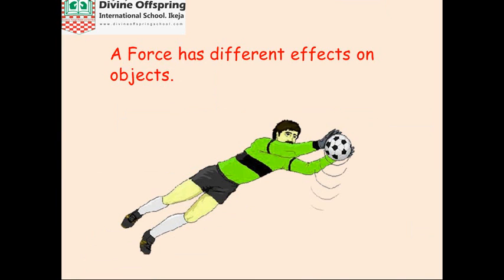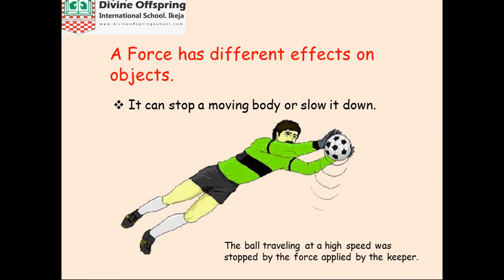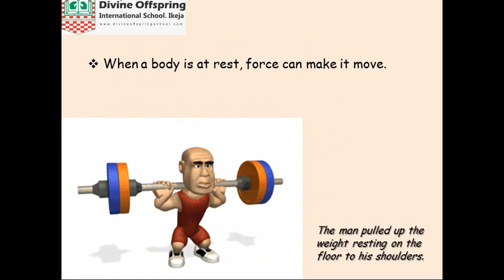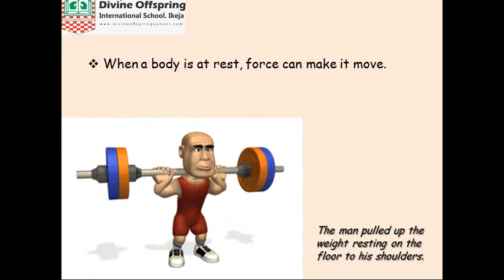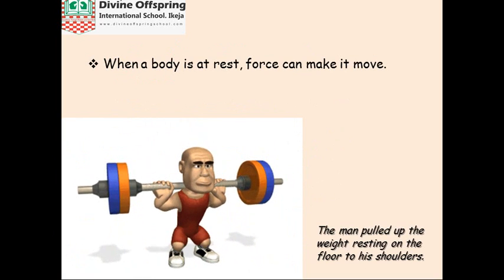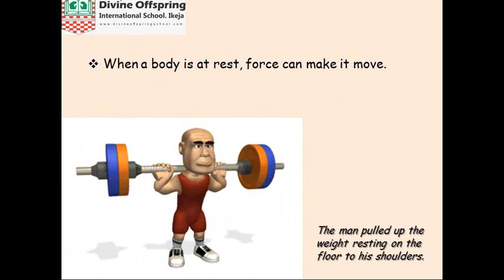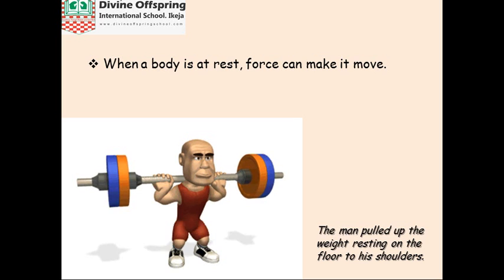A force has different effects on objects. It can stop a moving body or slow it down. As shown in the picture, the ball traveling at a high speed was stopped by the force applied by the goalkeeper. When a body is at rest, force can make it move. For example, the man pulled up the weight resting on the floor to his shoulders.